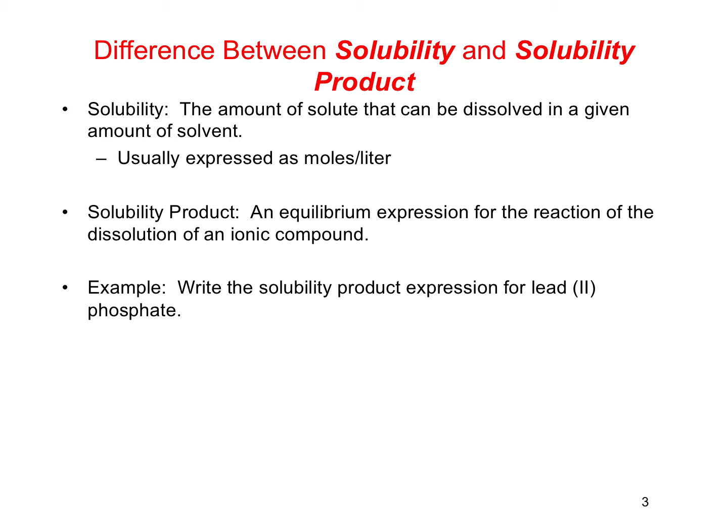The solubility product is the equilibrium constant expression for the reaction of a dissolution of an ionic compound, right? So we'll do a quick example here. We want to write the solubility product expression for lead(II) phosphate. In order to do that, the first thing I need to know is what is the formula for lead(II) phosphate? So this is an ionic compound, so it's all about the charges.